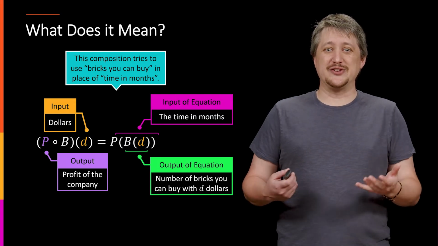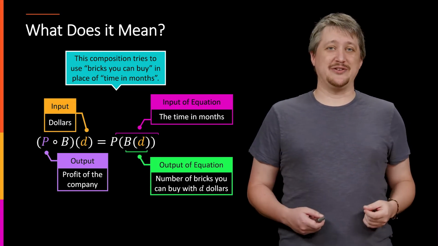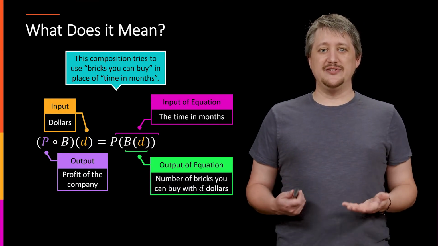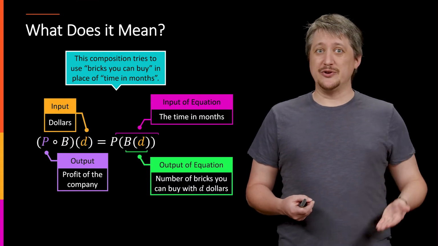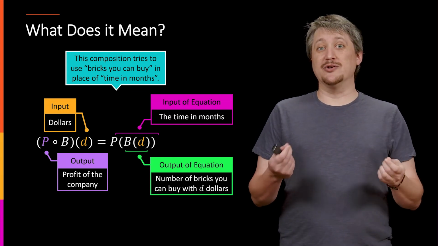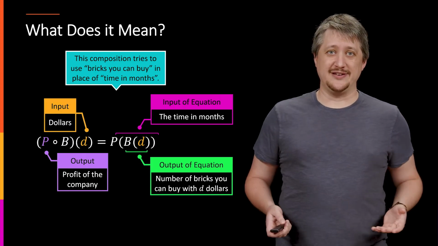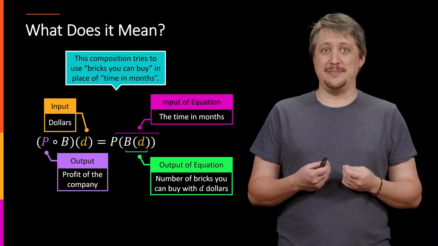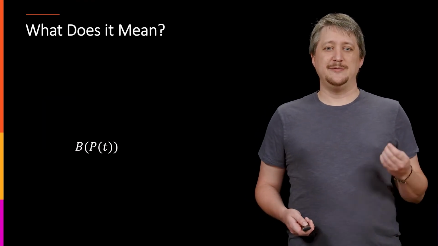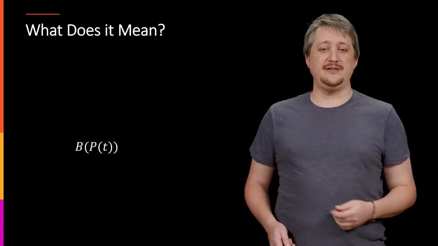I'm trying to substitute bricks you can buy in place of time in months, and those have nothing to do with each other. So this composition, even though I could compute it all the way through and get some function, and the input and output variables seem related, is totally nonsense because that middle piece doesn't line up at all, okay? Now, in contrast, thinking of B of P of T, right?